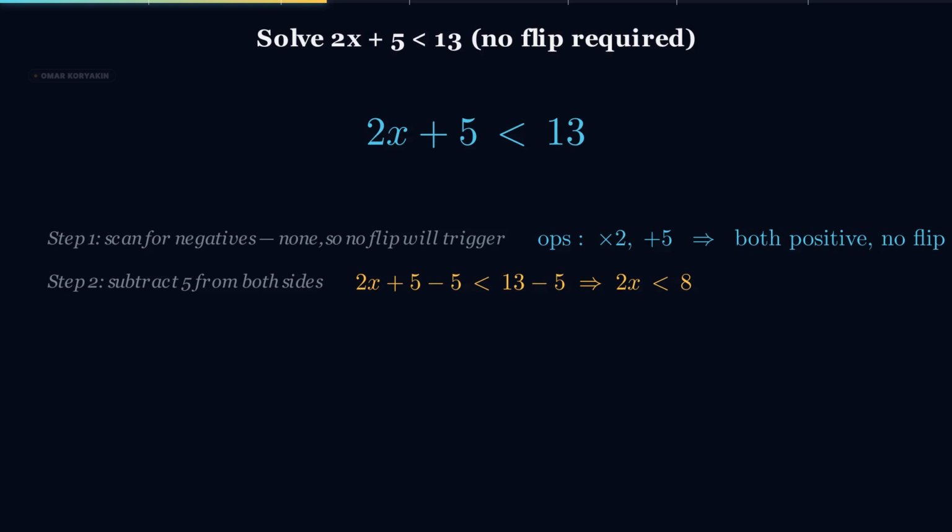The inequality is now 2x less than 8. The inequality direction did not change because subtracting from both sides never triggers the flip rule.